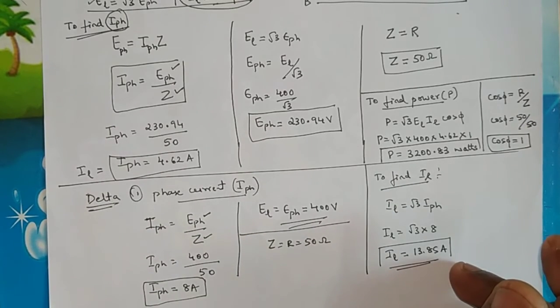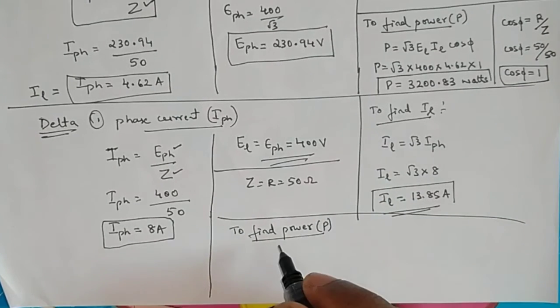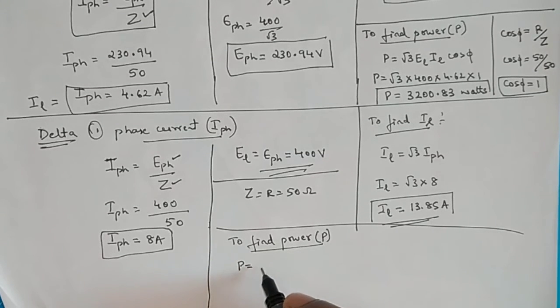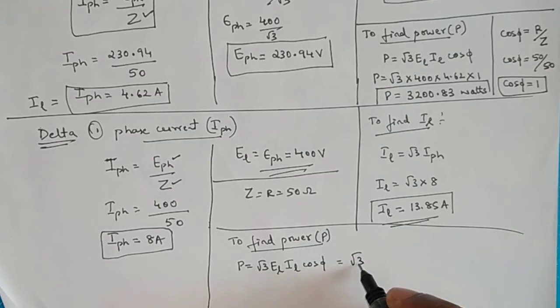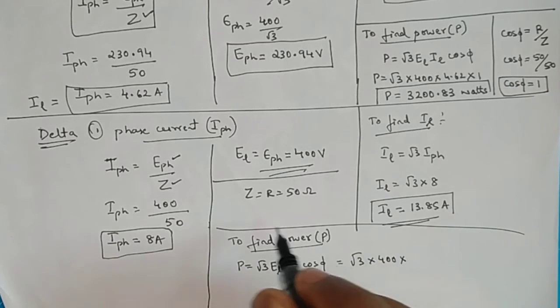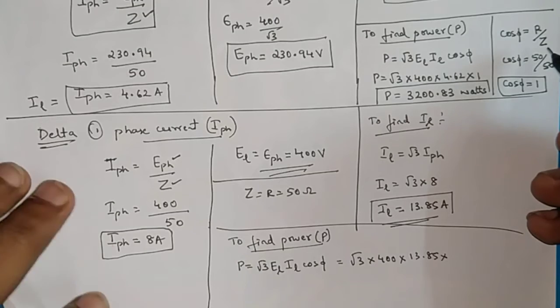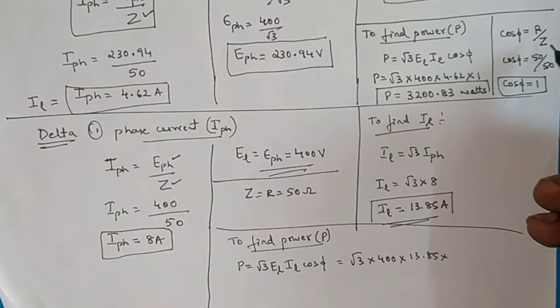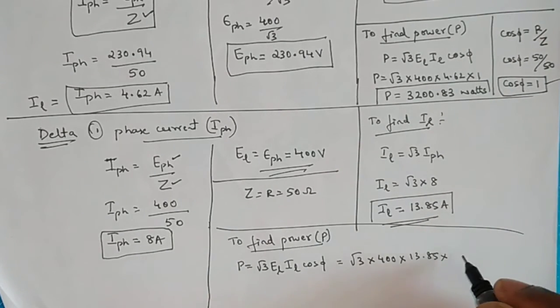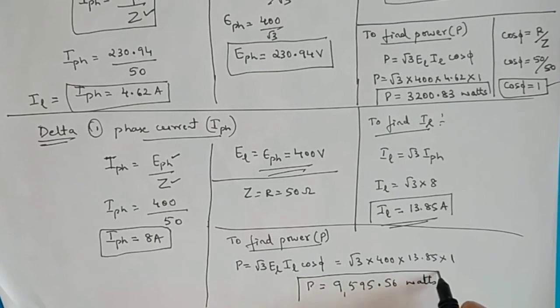Now after finding this I need to find out 3-phase power under delta. The power formula will be the same for delta: root 3 EL IL cos phi, which is equal to root 3, EL is nothing but line voltage, which is 400, into line current 13.85, into cos phi. Cos phi is nothing but R divided by Z. Under delta also the resistance value will be 50, so Z is also equal to R. Therefore you will get cos phi as 1 even for delta connection. After simplification you will get the answer as 9595.56 watts. This is the way to find out power.